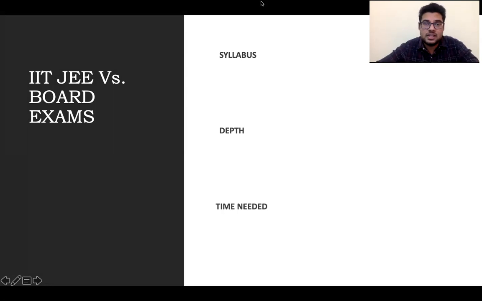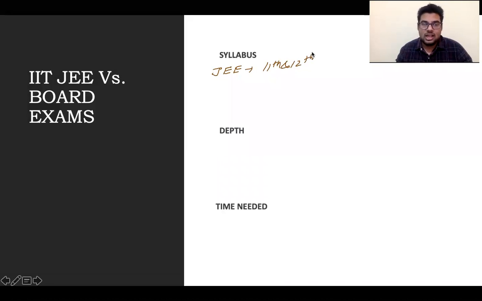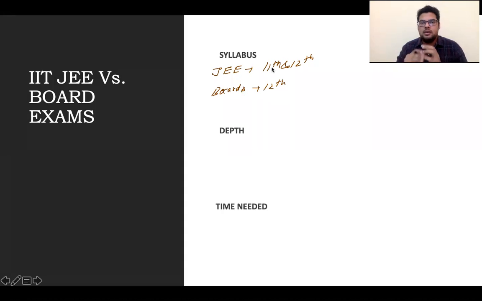So basically the difference is in the syllabus. In the syllabus part, you know that in the JEE you have both the 11th portion and the 12th, so you'll have to study both. But in the boards, you have the 12th only. So first of all, the syllabus is different.